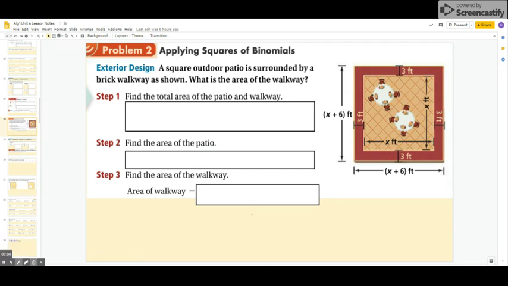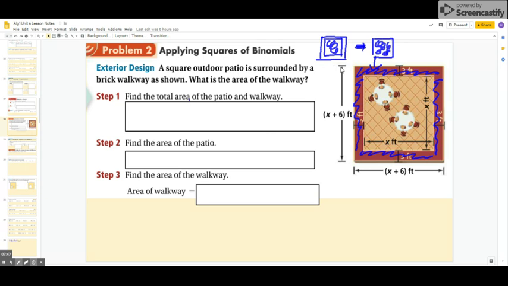We're going to find the area of the walkway, but we need to find the total area of the patio and walkway. So here we go. We have the walkway here. Only this area is the walkway, right? All right, let me color this. So my strategy is I'm going to find the whole area, and I'm going to subtract the inside. I'm going to subtract the patio.